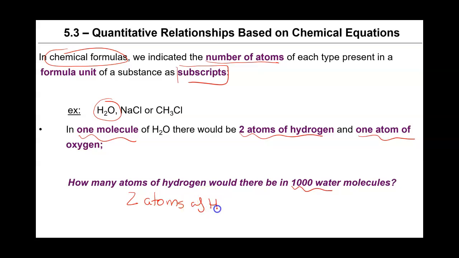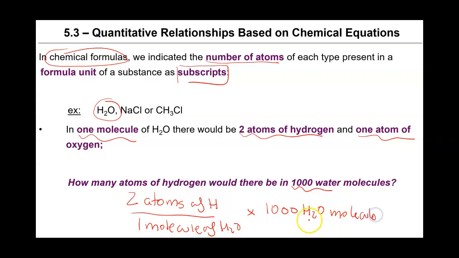of hydrogen for every 1 molecule of water. Therefore, if I have 1,000 water molecules, I'm going to have 2,000 atoms of hydrogen.